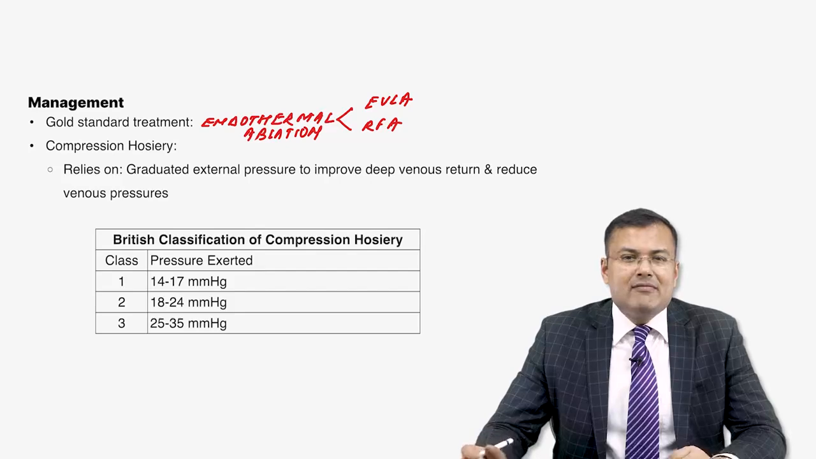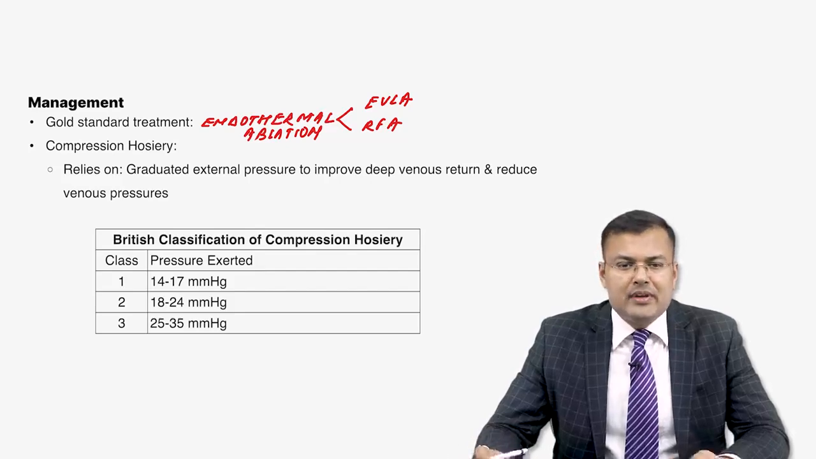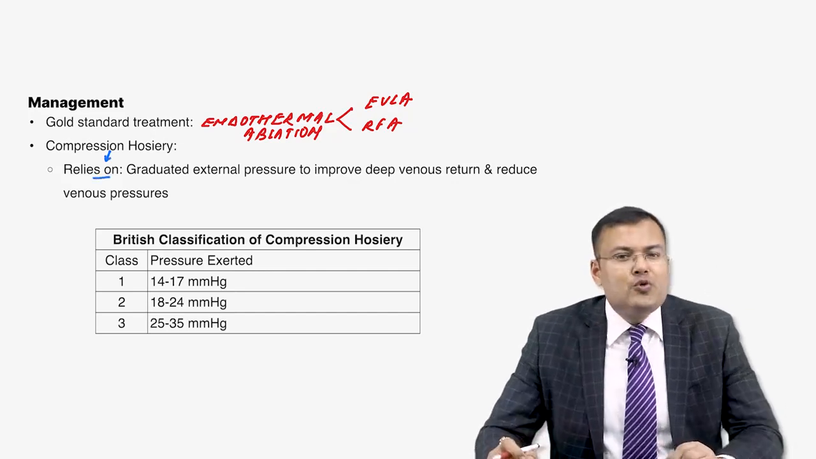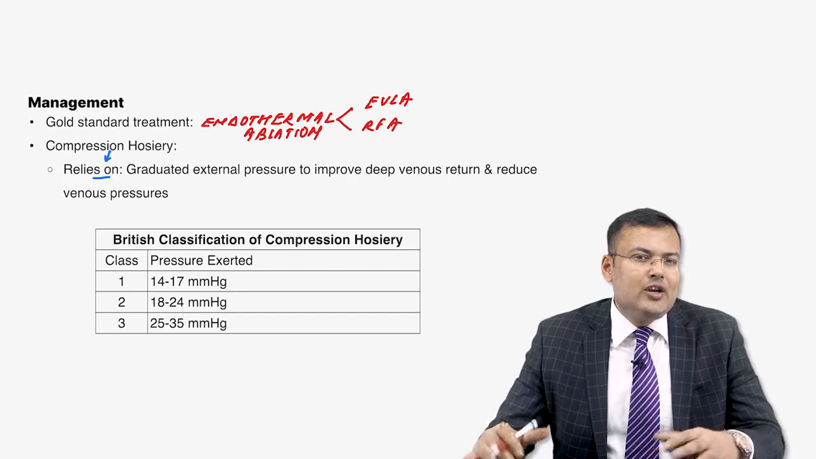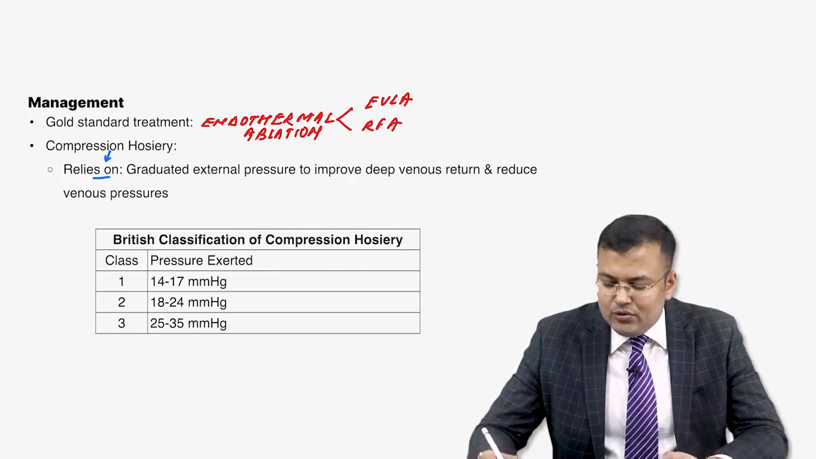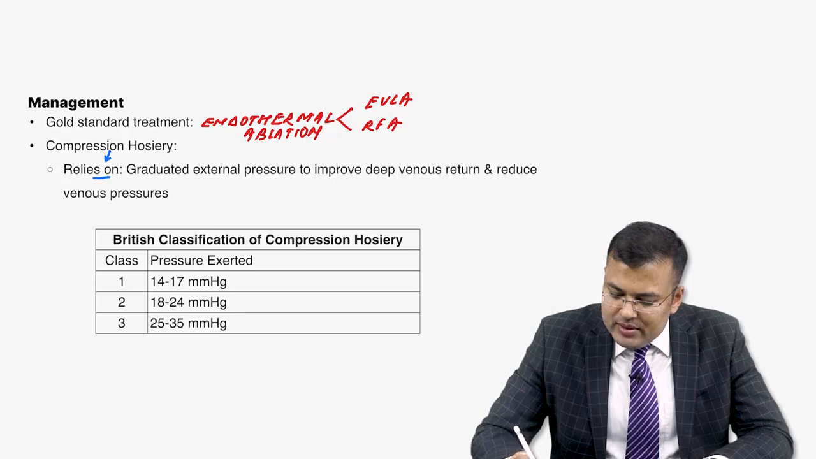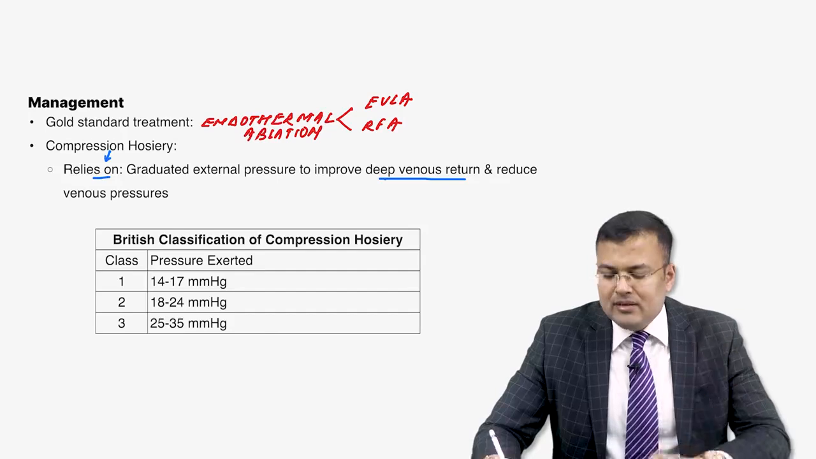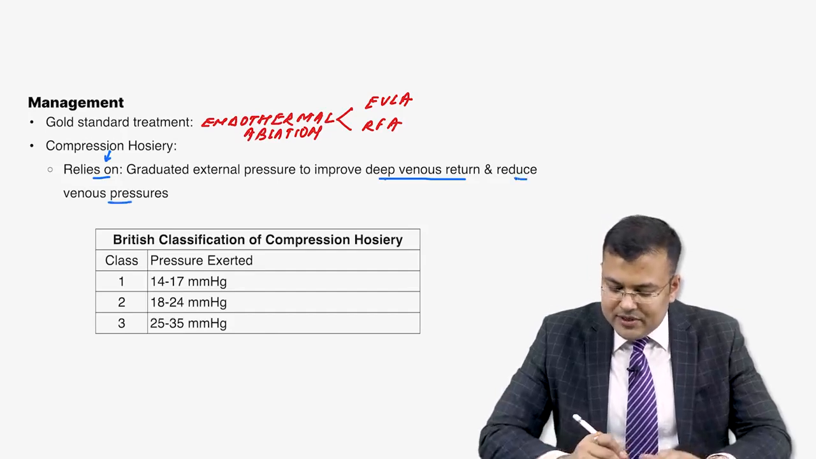In some patients, we advise the use of compression hosiery. The use of compression hosiery relies on graduated external pressure. Why? To improve deep venous return and to reduce the venous pressure.